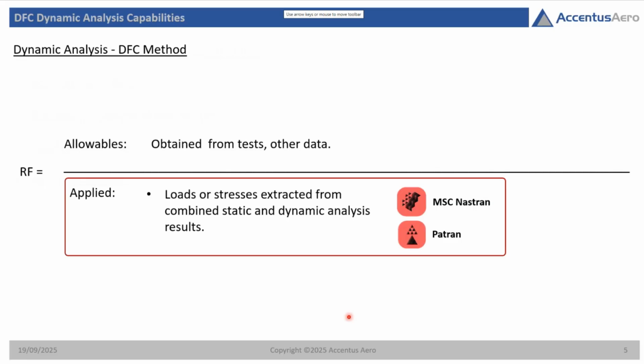Right, looking at, again, our RF calculation, our allowables you obtain from test data, but this method is mainly focused on how to get the applied loads, how we combine loads, and then extract those loads for analysis using the methods.